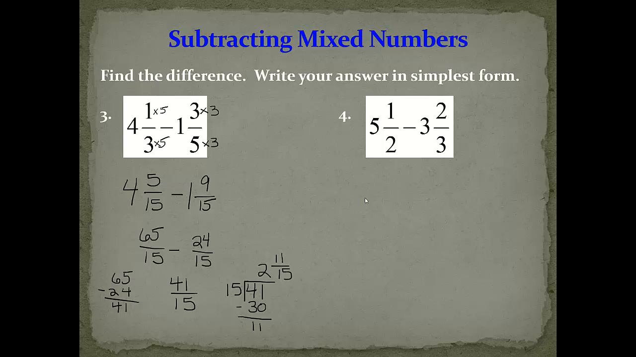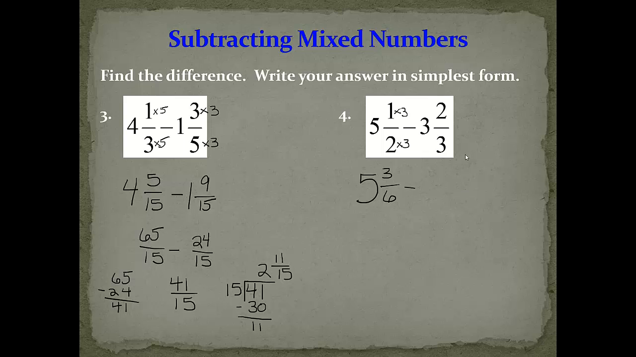Now for number 4, we have 5 and 1/2 minus 3 2/3. So first we look at our denominators. We have a 2 and a 3. We need to get the least common denominator or the least common multiple for 2 and 3, and that would be 6. So we will multiply our first fraction by 3, and we will get 5 and 3/6.